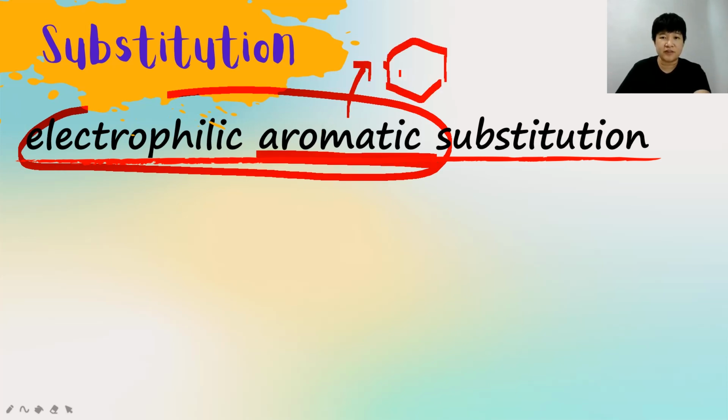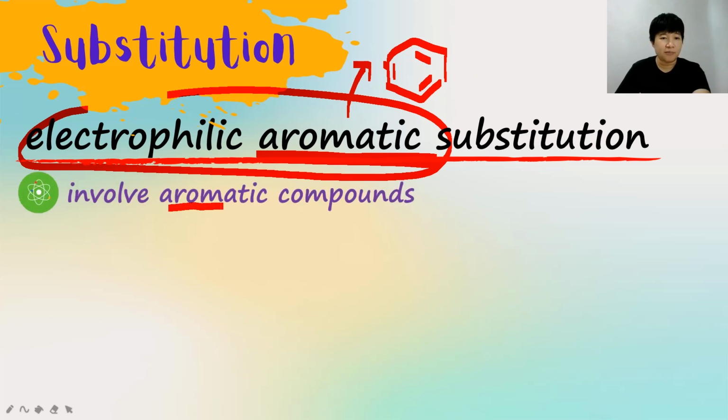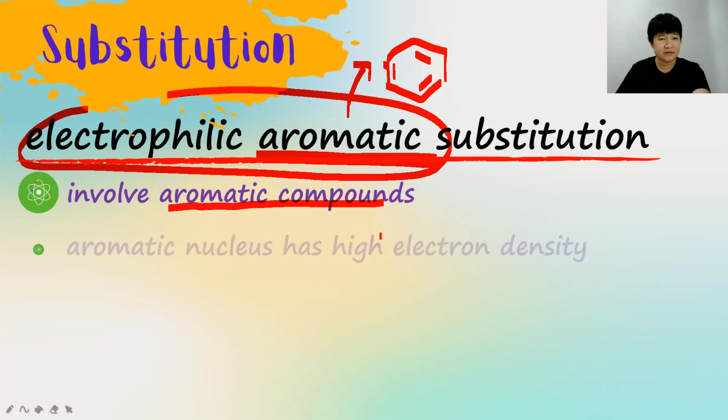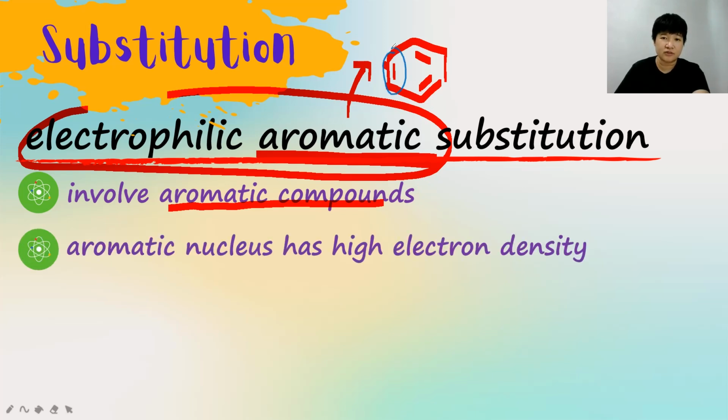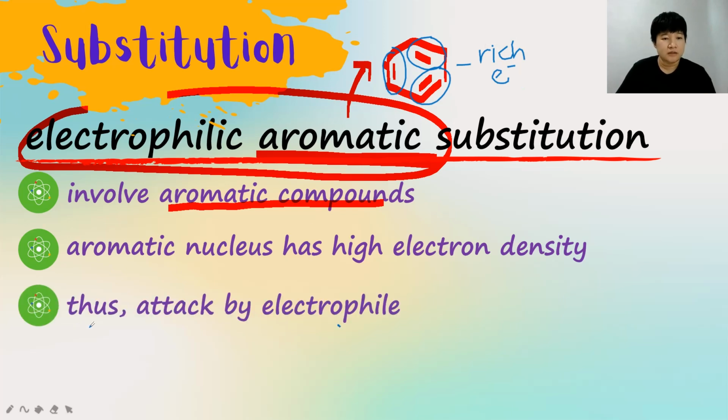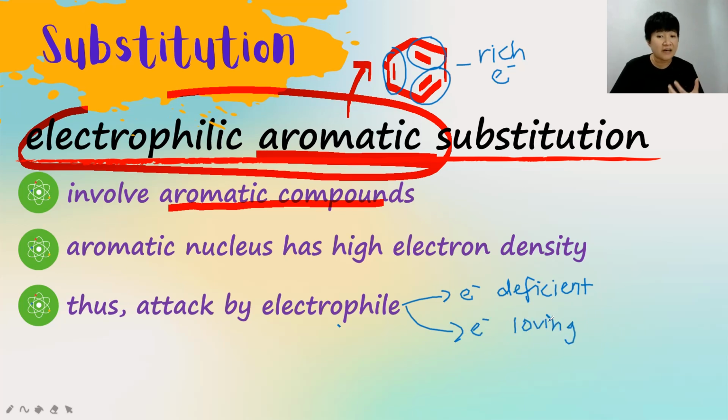Aromatic definitely is the presence of your benzene ring. So let's see. It involves an aromatic compound, like I said, a benzene ring. Your benzene ring has a high electron density because you have a lot of double bonds over here, so it's extremely electron rich. Thus, it will be attacked by an electrophile. Why will the benzene ring be attacked by an electrophile? Because an electrophile is electron deficient. Electron deficient means you don't have enough electrons. When you don't have enough electrons, you will automatically be electron loving. You don't have enough, so you will love electrons.